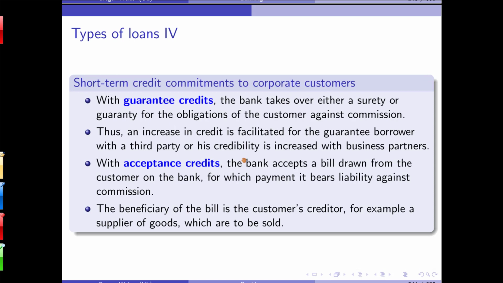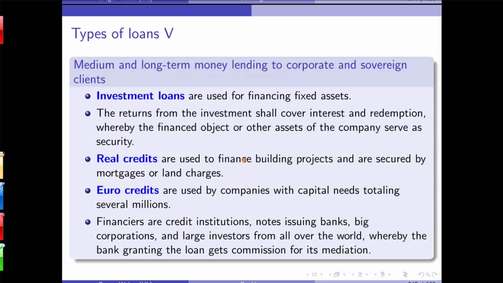Guarantee credit and guarantee loan. Bank takes over either a surety or guarantee for the obligations of the customer against a commission, meaning you get a fee as a bank and you accept the risk that you have to pay up for the debt of this company. Akzeptkredit, acceptance credit, acceptance loan. Bank accepts a bill drawn from the customer on the bank for which payment it bears liability against commission. Also, again, very practical. Let's not go into too much detail here.